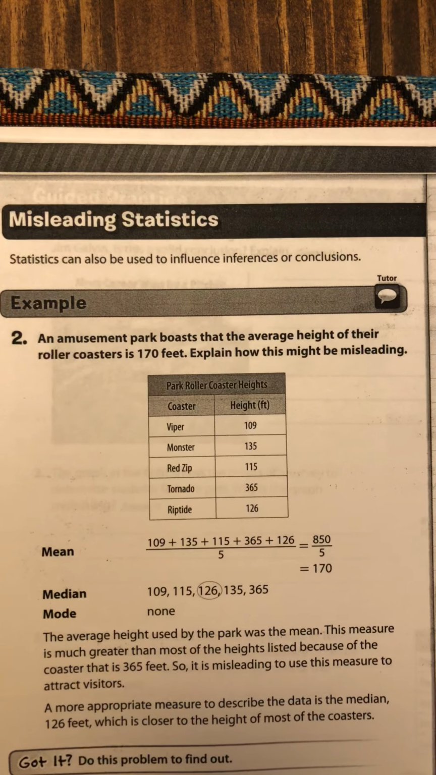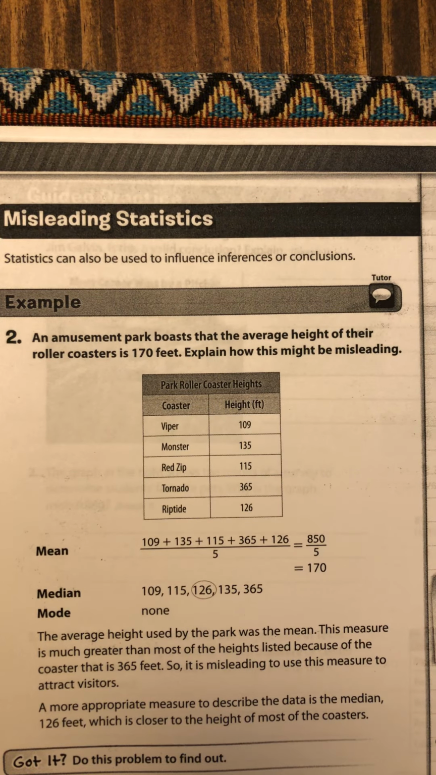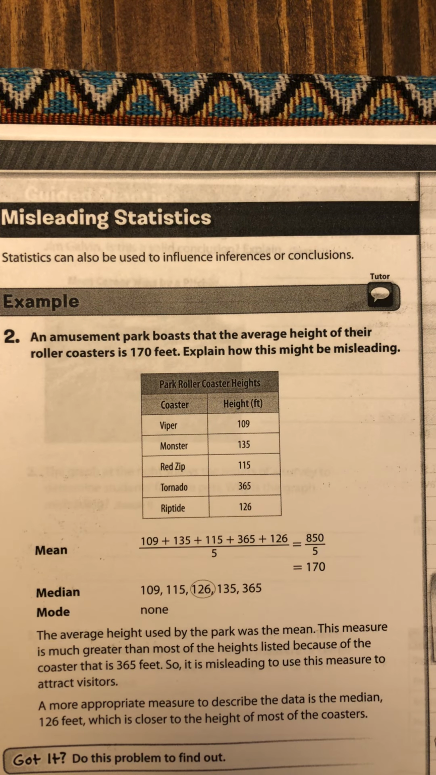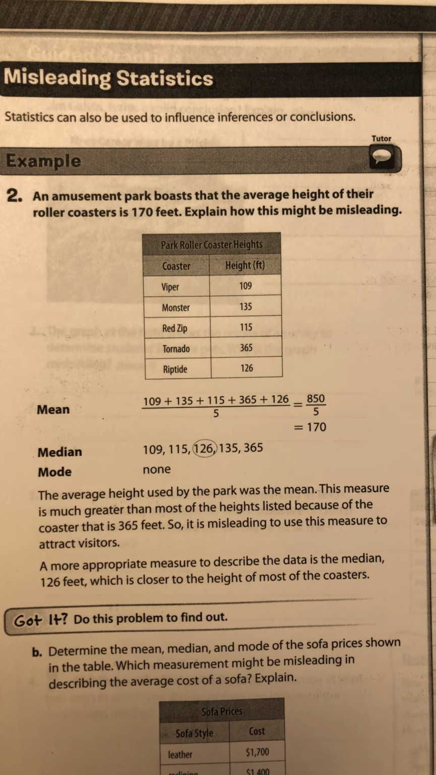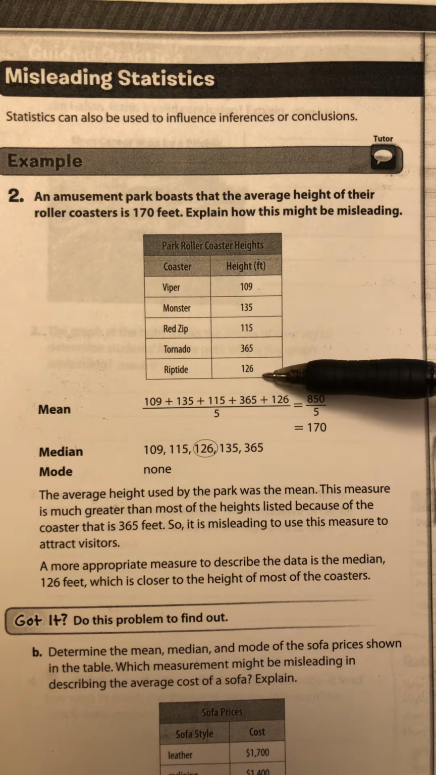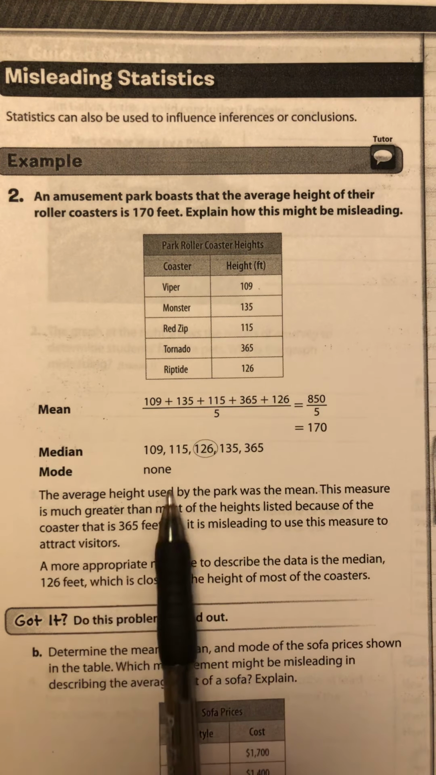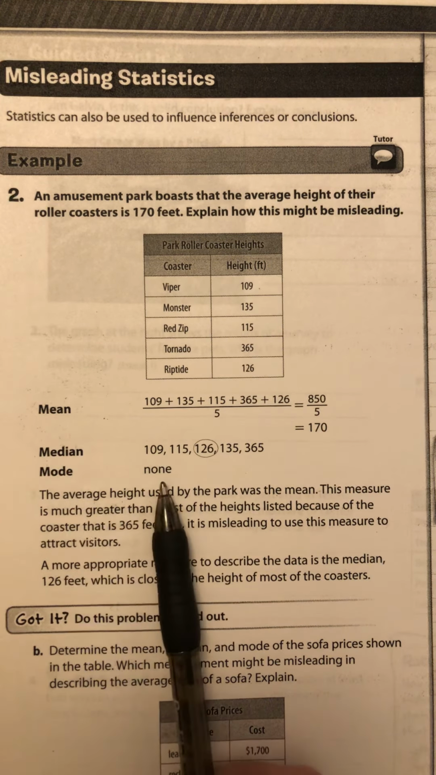Okay, misleading statistics. Statistics can also be used to influence inferences or conclusions. So when I look at this data, it says an amusement park boasts that the average height of their roller coaster is 170 feet. Average, we know how to find the average, that is our mean. So we look at that, we add all those up, divide by 5, and it gives us 170. But when we look at the data, find your median. Median is 126, mode there's none.